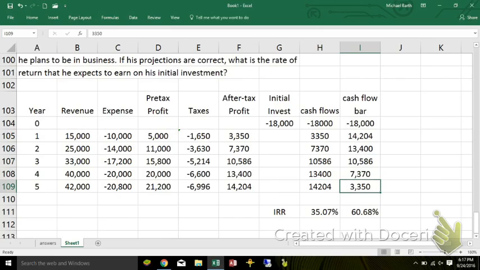So if he was trying to choose between these, which would you rather earn? 35% on your investment or 60% on your investment? Assuming they were the same risk, I would rather earn 60%. But that's where it starts to get a little bit more complicated.